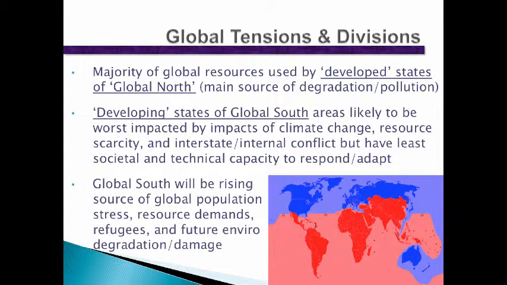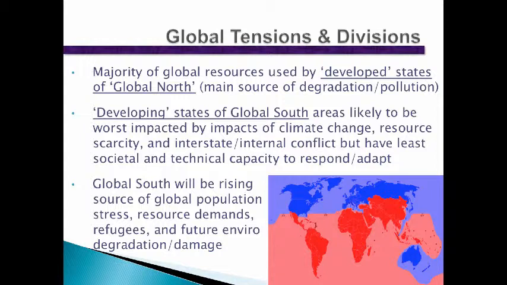It's also going to be, as many of these societies industrialize, a major source of growing resource demands, and one of the major sources of environmental refugees, and again, overall, of future environmental degradation and damage.